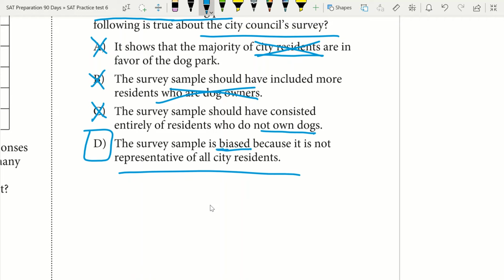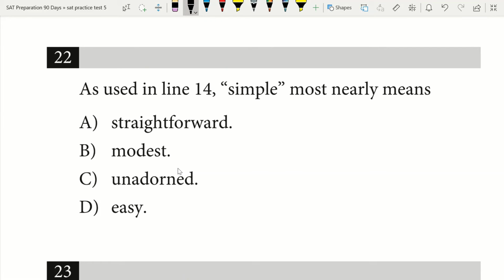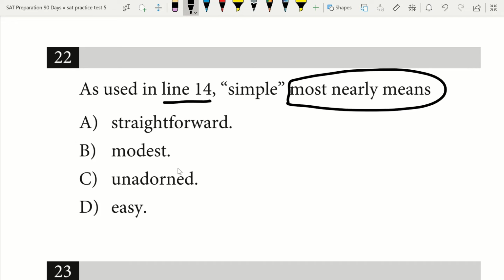So hopefully this video is helpful. Today I have an SAT reading tip for you that deals with words in context questions. Words in context questions are pretty easy to tell because they end in "most nearly means." What they're going to do is direct you to some line in the passage, in this case line 14. They're going to ask you about a word and ask you what it most nearly means.